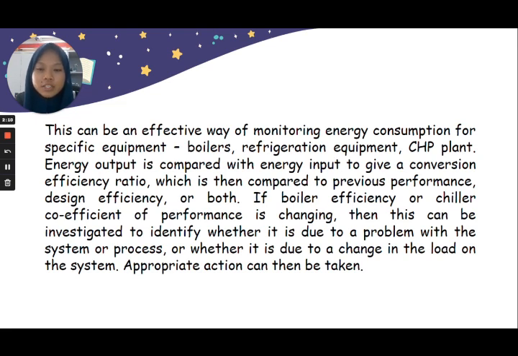Energy output is compared with energy input to give a conversion efficiency ratio, which is then compared to previous performance, design efficiency, or both. If boiler efficiency or chiller coefficient of performance is changing, then this can be investigated to identify whether it is due to a problem with the process or system or whether it is due to a change in the load on the system. Appropriate action can then be taken.